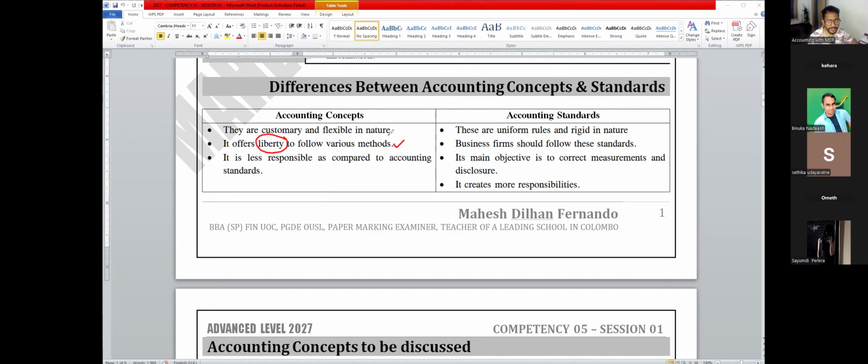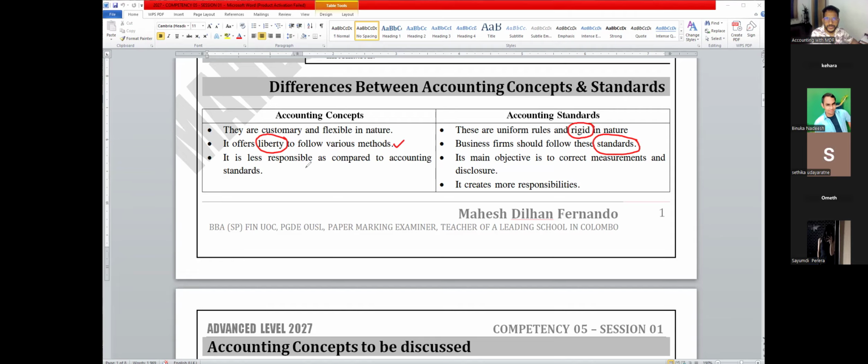But do you know something? When there is a standard, you can't follow anything out of the standard. You have to follow what is inside the standard itself. You can't go beyond them. Although there are some other methods, you can't use them. That's what I told you. It is rigid in nature. You can't change it, whether you like it or not.